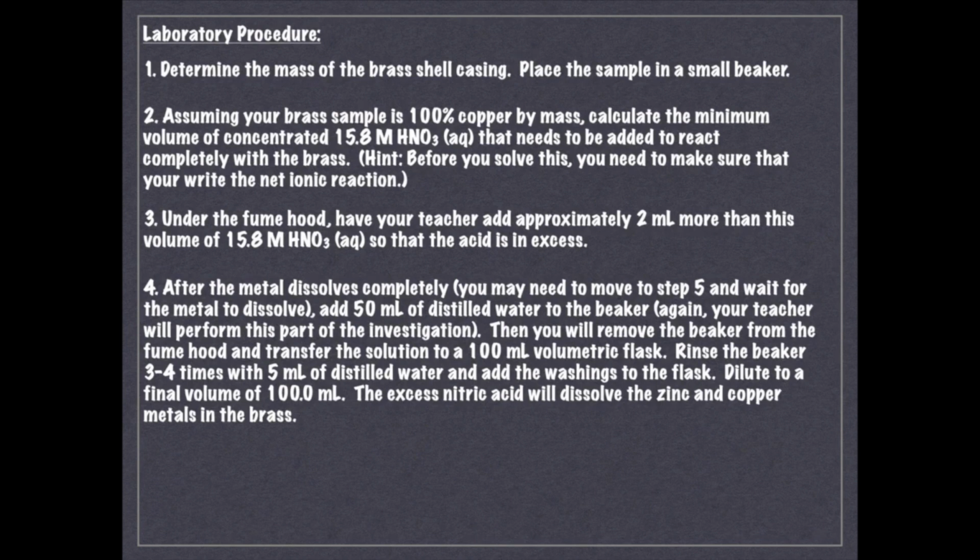You're going to rinse the beaker 3 to 4 times with 5 mL of distilled water, and then you're going to add it all to the flask. Dilute to a volume of 100 mL. Okay? The excess nitric acid will dissolve the zinc and copper metal in the brass.